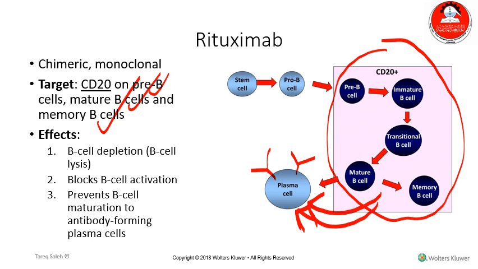So this drug kills B lymphocytes. Remember also that it only works against CD20 expressing cells, such as I said, pre-B cells and mature B cells and memory B cells, okay? Plasma cells do not express CD20, okay? This means that rituximab does not kill plasma cells. And if at the moment that rituximab is given, there will be some plasma cells circulating in the plasma, they won't be killed by rituximab.